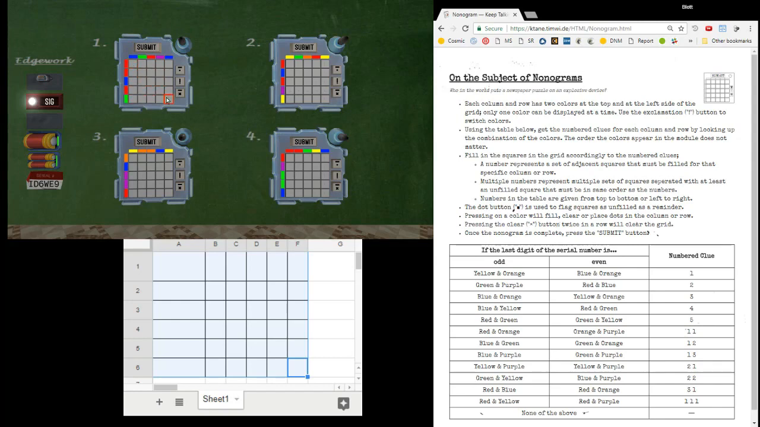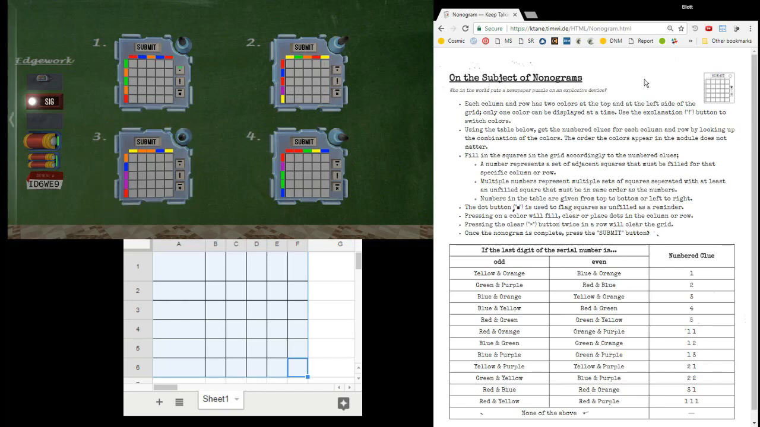To interact with this, you have this button. If it's off, then you're filling in squares. If it's on, then you're marking squares as empty. This exclamation point toggles the colors, we'll get to that in a second. And this X, if you double click it, clears the board.